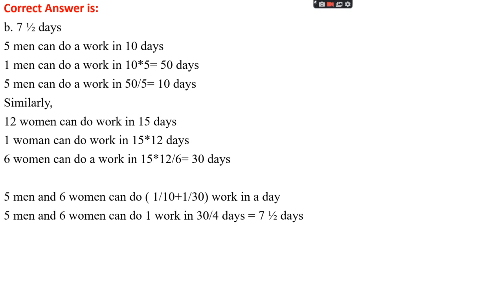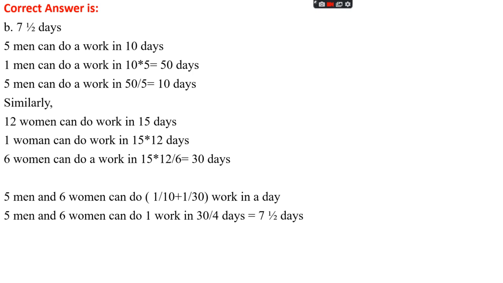If one man takes 50 days, the 5 men obviously take less time as compared to the one man, so we divide, which means 10 days. Similarly, 12 women can do a piece of work in 15 days. One woman takes more time, that's 15 into 12 days. 6 women take less time as compared to one woman, so we divide by 6, which takes 30 days.